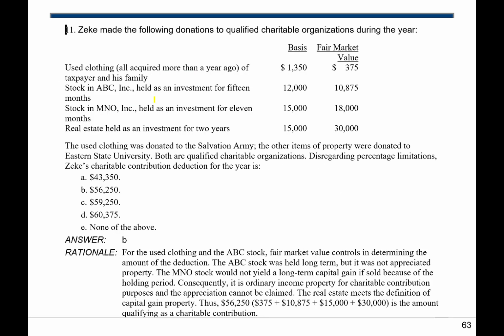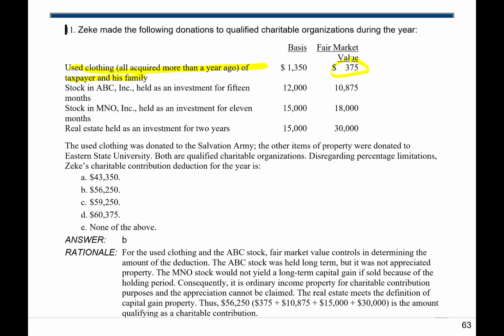And we've got Zeke. Zeke made the following donations to qualified charitable organizations. We've got used clothing that he acquired more than a year ago. And so we're going to pick up what? Fair value on that. It doesn't matter that it was more than a year ago. It was ordinary income. You couldn't generate any capital gain off of clothing. And then the fair value is less than his basis, so it's going to be the fair value, right?